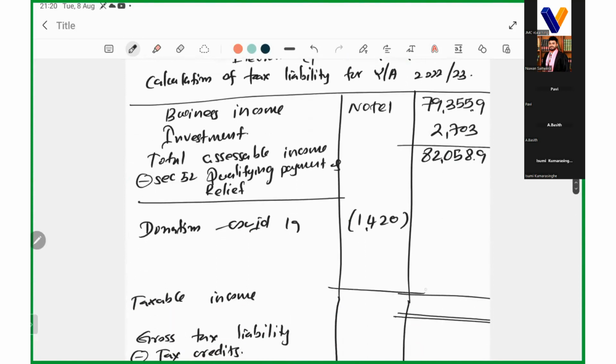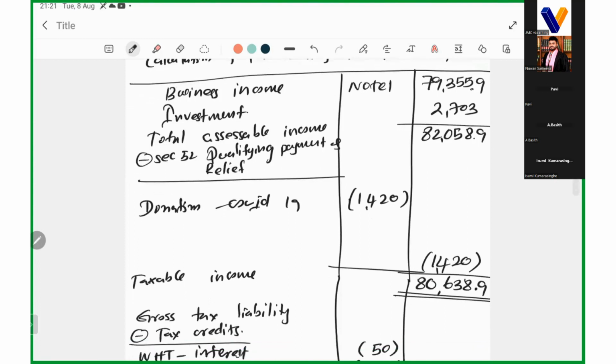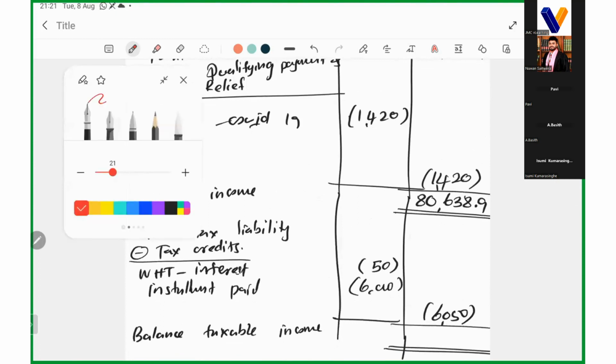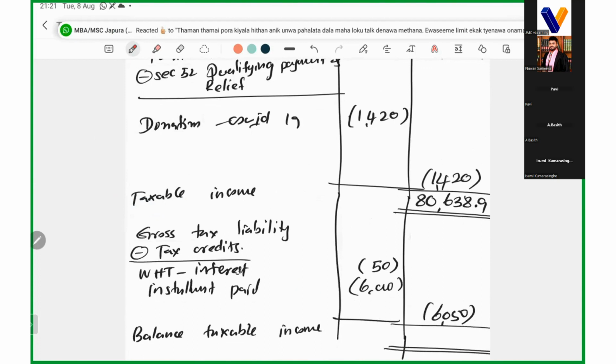There is no other qualifying payment, no personal relief applicable for this, right? Nothing else. Don't deduct the 25% allowance on rental. Please don't deduct anything. So your taxable income is 80,638.9. Am I correct? Now you need to calculate the tax liability, the gross tax liability.